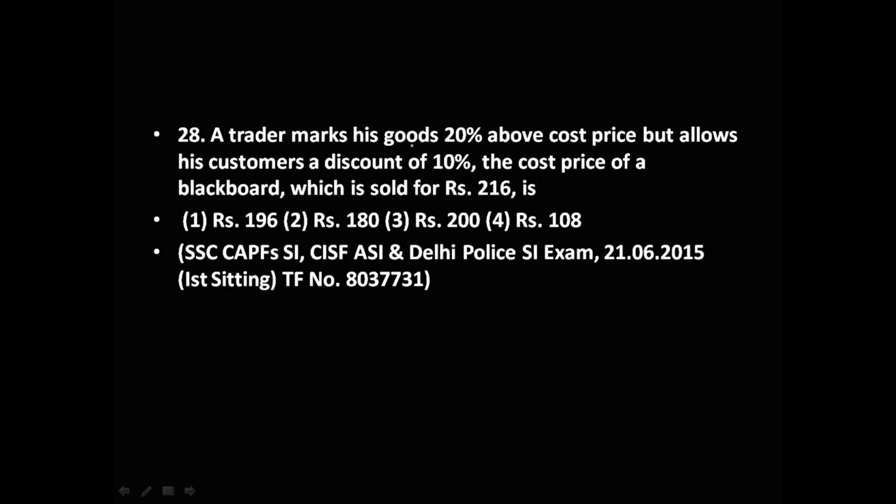A trader marks his goods 20% above the cost price but allows the customer a discount of 10%. We need the cost price of the blackboard, which is sold at 216. So it's a simple one.